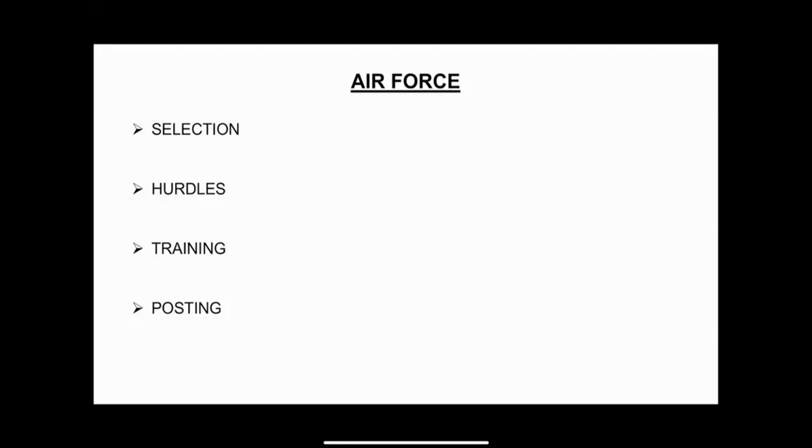So what happens is after we pass out, we will be given different streams. Some officers will be trained in aircraft, some officers will be trained in missiles, and some officers will be trained in radars. So I got one of the advanced fighter aircraft, so I had to undergo training in that particular aircraft. That training again lasted for 6 months.